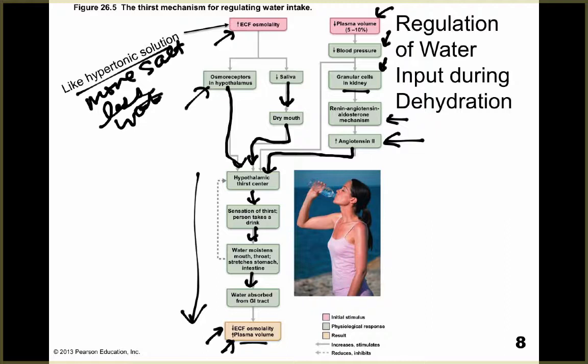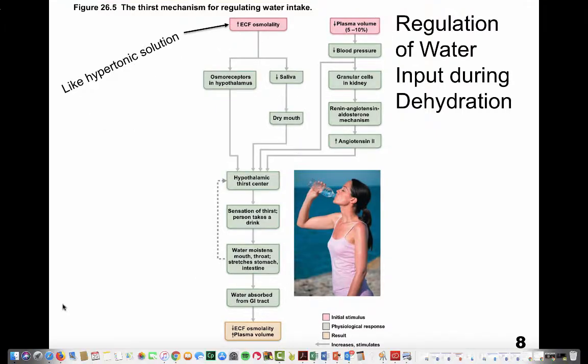And what makes you stop drinking, because it's going to take a little bit of time for the water to be absorbed from the GI tract? Well, there are receptors in your stomach, when your stomach is stretching, and in your intestines due to the water, along with your mouth and your throat sensing the water. So once you have enough, that's going to turn off those thirst centers. So that's basically how your body reacts to increasing water input during times of low water or dehydration.